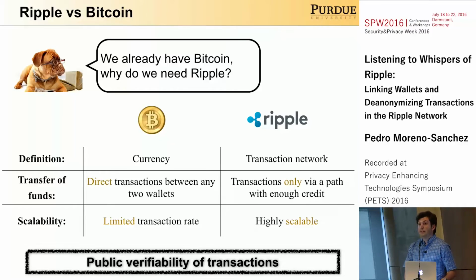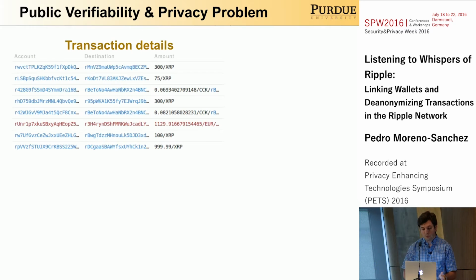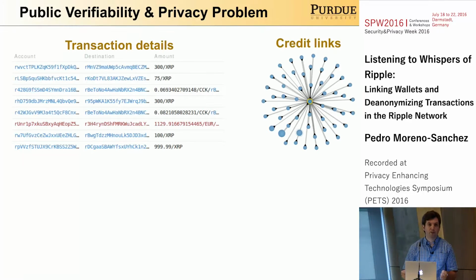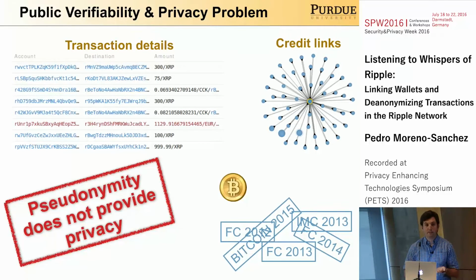In the case of Ripple, this public verifiability is enabled by the fact that all the transactions are public. Also, all the credit links between any two users are public. In Ripple terms, these two pieces of information are called the Ripple ledger. Accounts in Ripple are represented by a pseudonym. As we know already, pseudonymity doesn't really give privacy. Given one pseudonym, it's possible to reconstruct all the transactions performed by that pseudonym. Therefore, we have what is called linkable anonymity. And in the Bitcoin world, it has been shown that linkable anonymity is prone to anonymization attacks.